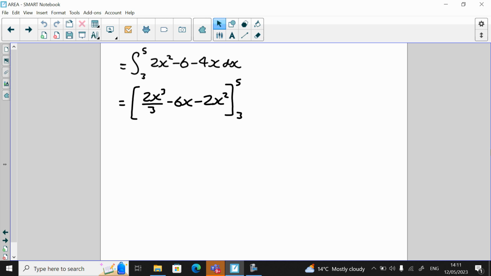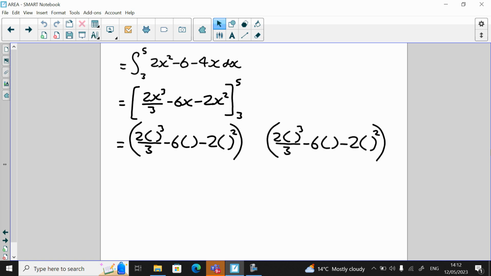Just remember, we've got the limits 5 and 3. So now we're going to take those, we're going to copy and paste whatever's in the rectangular bracket, copy and paste it. There you go, there's 1. I've only got rid of x. There it is again. And remember, you're always subtracting between these two.